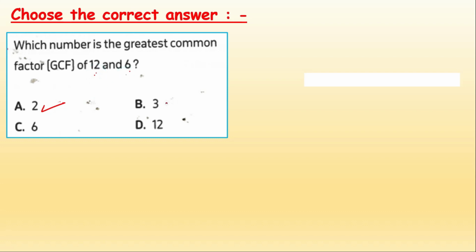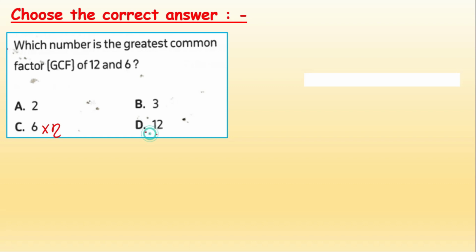Okay, 3 also is a factor of 12 and 6 because 3 times 2 equals 6 and 3 times 4 equals 12. Okay, then 6 is a factor of 12 and 6 because 6 times 1 equals 6 and 6 times 2 equals 12.